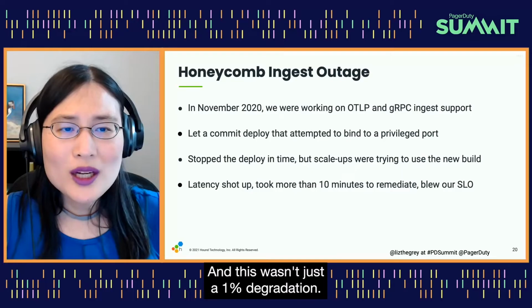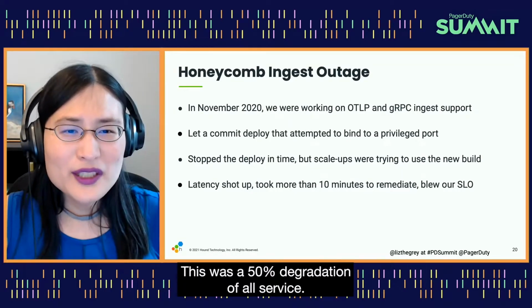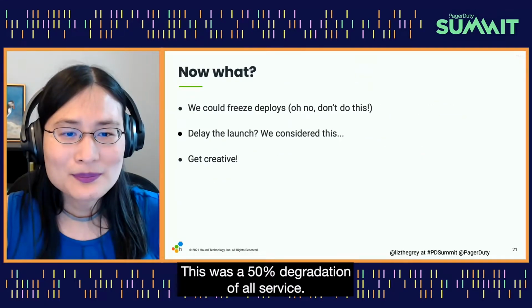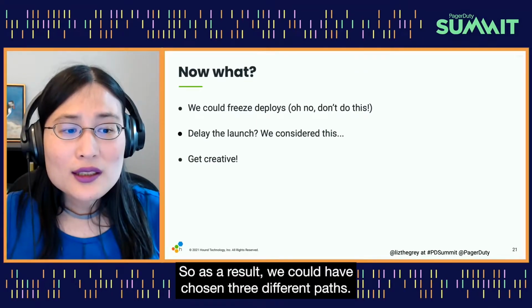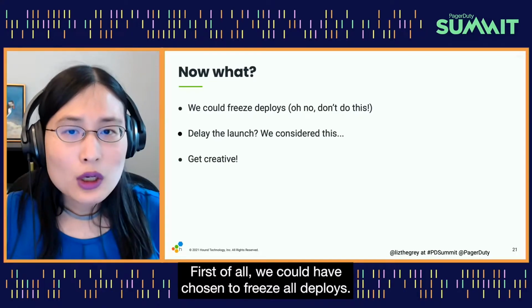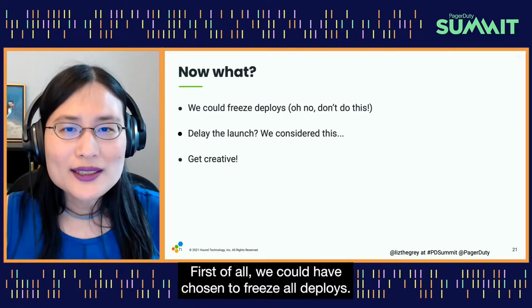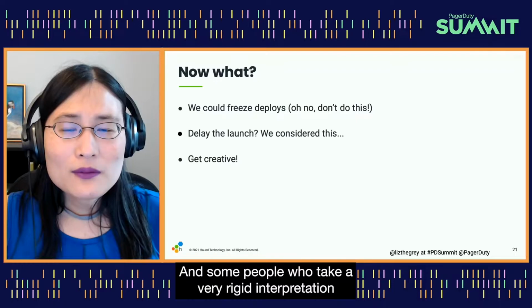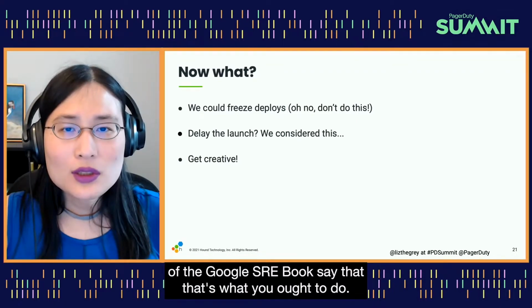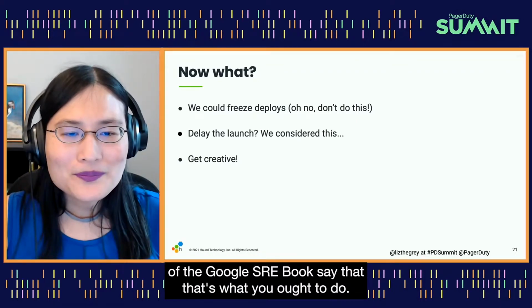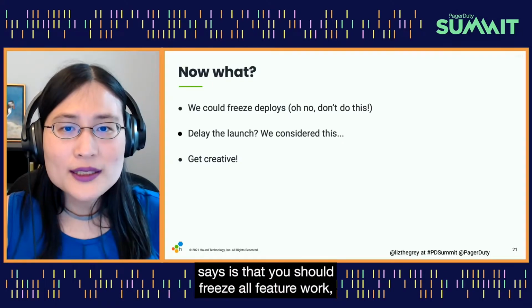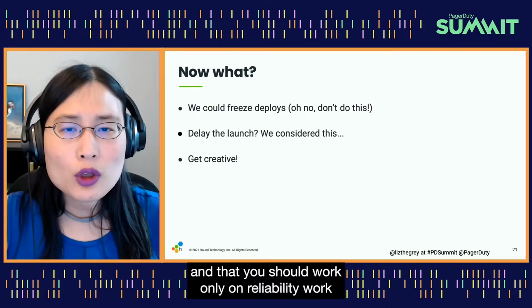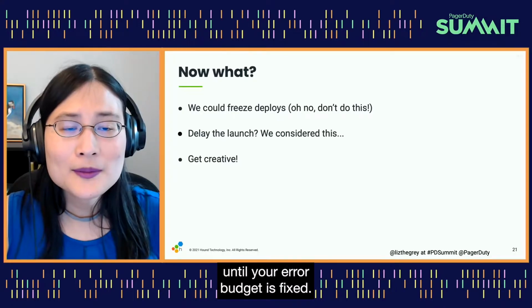And this wasn't just a 1% degradation, this was a 50% degradation of all service. So as a result, we could have chosen 3 different paths. First of all, we could have chosen to freeze all deploys. And some people who take a very rigid interpretation of the Google SRE book say that that's what you ought to do. But actually, what the Google SRE book says is that you should freeze all feature work and that you should work only on reliability work until your error budget is fixed.